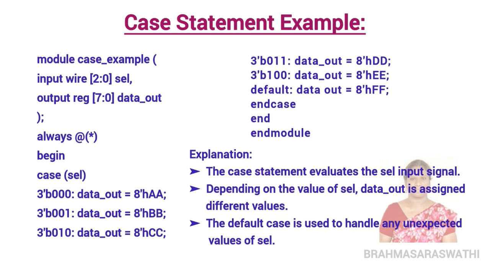And the third statement is 3'b010: when selection inputs are 010, the data output in this condition is 8'hCC. In the fourth statement, the inputs are 011, the data output will be 8'hDD. In the fifth statement, inputs are 100, the data out will be 8'hEE. And the last is the default condition: other than these input conditions, we write the data output as 8'hFF. And if we begin with a case, then we end with end case, end module.